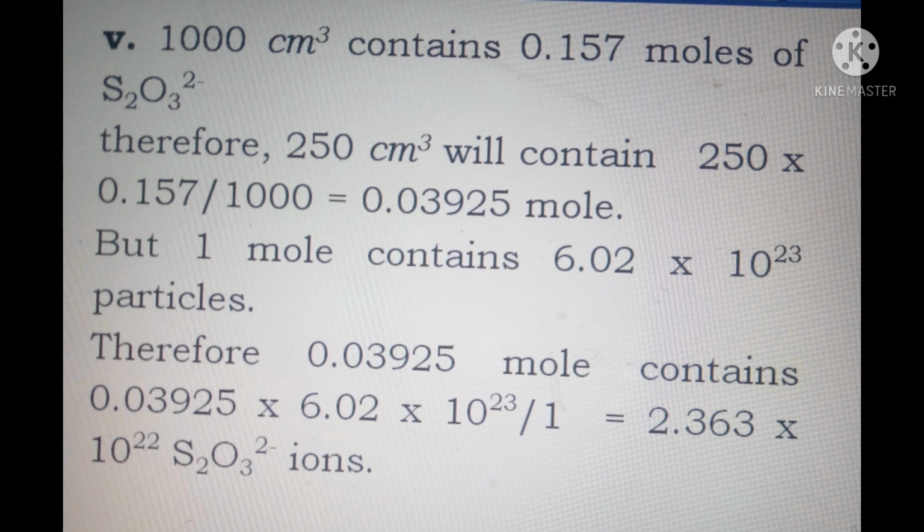And going by that, we make a statement that 1 mole of any particular substance contains 6.02 × 10²³ particles. Therefore, 0.03925 mole would contain 0.03925 times 6.02 × 10²³, which gives us 2.363 × 10²² thiosulfate ions.